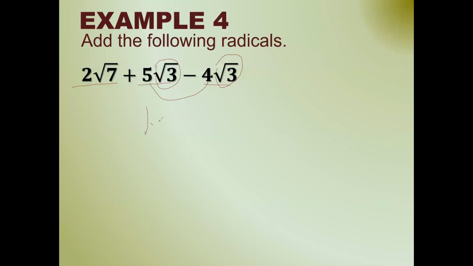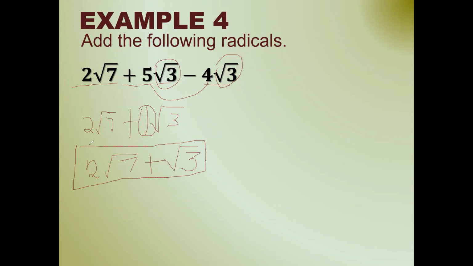So 1, copy the radicand na square root of 3 plus 2 square root of 7. So recopy natin to kasi wala siyang kaparehang radicals dito. Now, hindi pa ito yung magiging final answer natin. It is because ang 1 ay hindi na kailangang isulat. So this is 2 square root of 7 plus square root of 3. So this is our final answer. Yan. Next tayo.